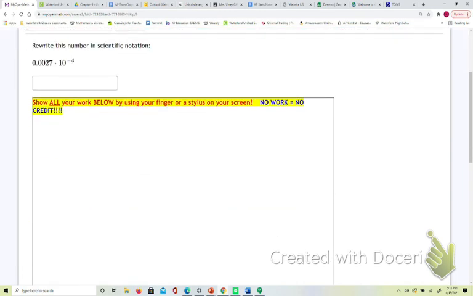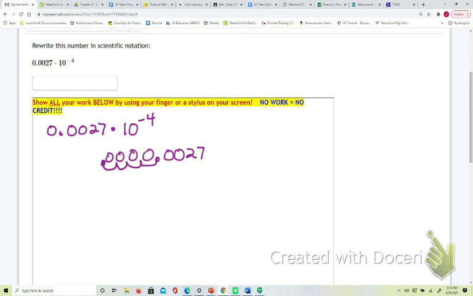Number 8. So number 8 is the same thing. They're saying this isn't correct. Put it in scientific notation. So we start out by writing the number 0.0027 times 10 to the negative 4. Now I remember that when it is a negative exponent, we have to move the decimal to the left. So I'm going to write the number over off to the right, 0.0027. Now, I have to move it left 4 spaces because that's the exponent. 1, 2, 3, 4. Put your zeros in the empty spaces.